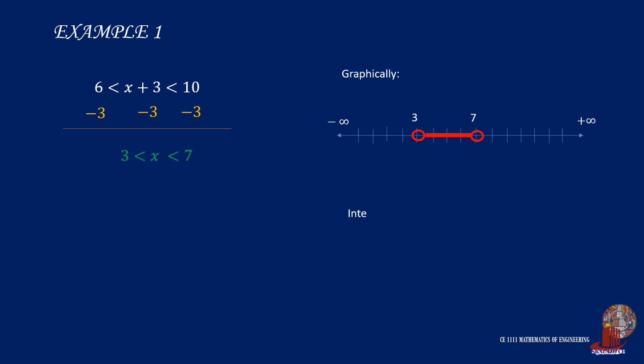The first example has 6 as less than x plus 3, which is less than 10. Simplify the middle term by subtracting 3, and get 3 as less than x, which is less than 7. This is illustrated graphically as two hollow dots on positive 3 and 7. Analyzing the inequality, x comes between 3 and 7, so the two dots are connected. In interval notation, we can write this as an open parenthesis with 3, then 7, and a closed parenthesis.